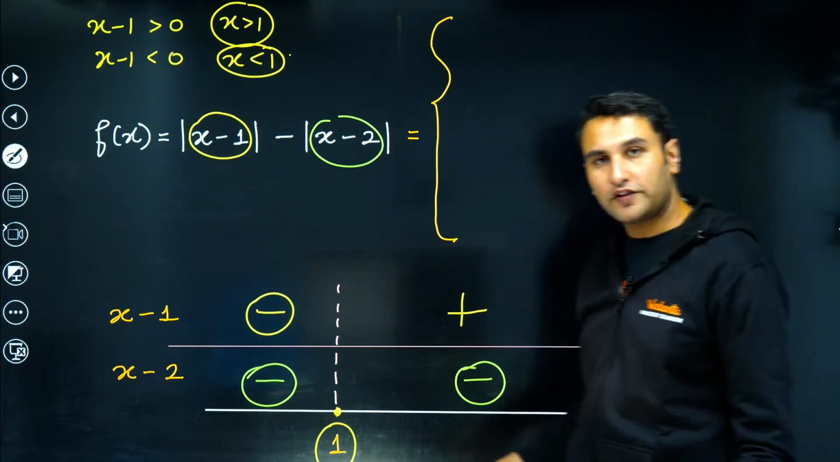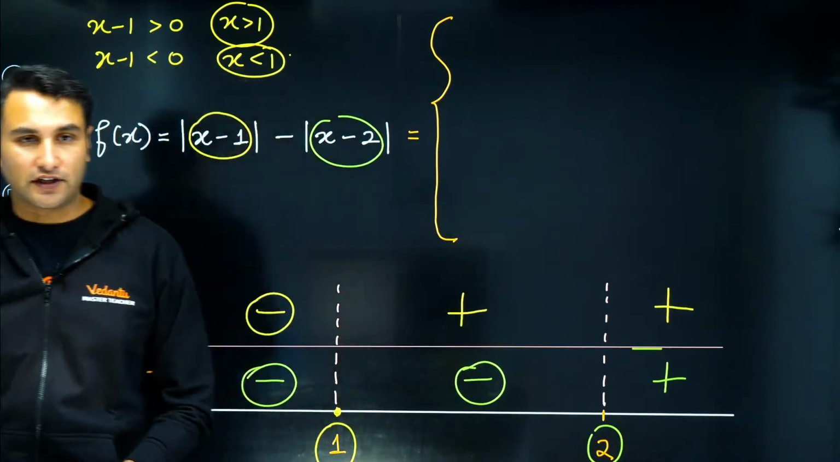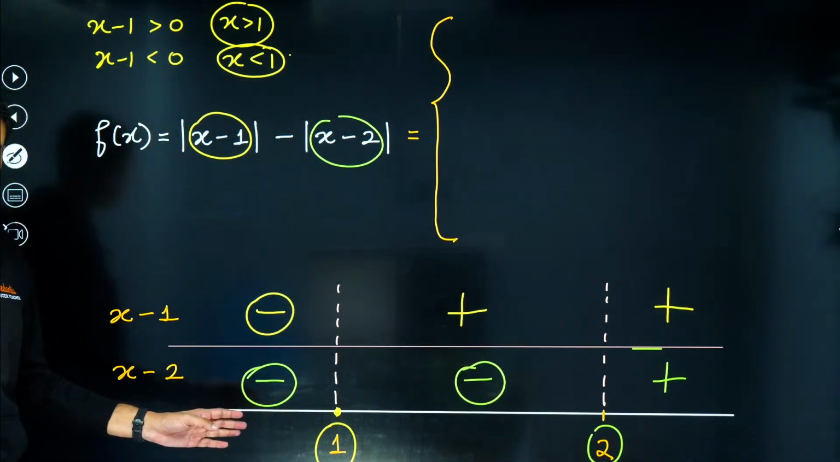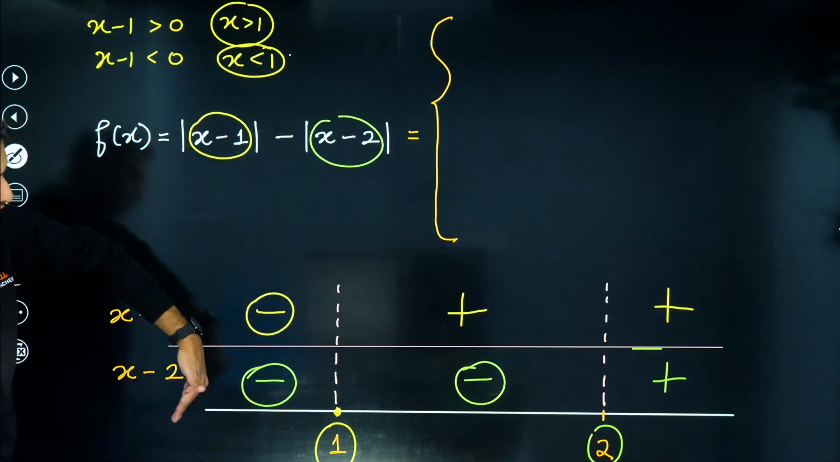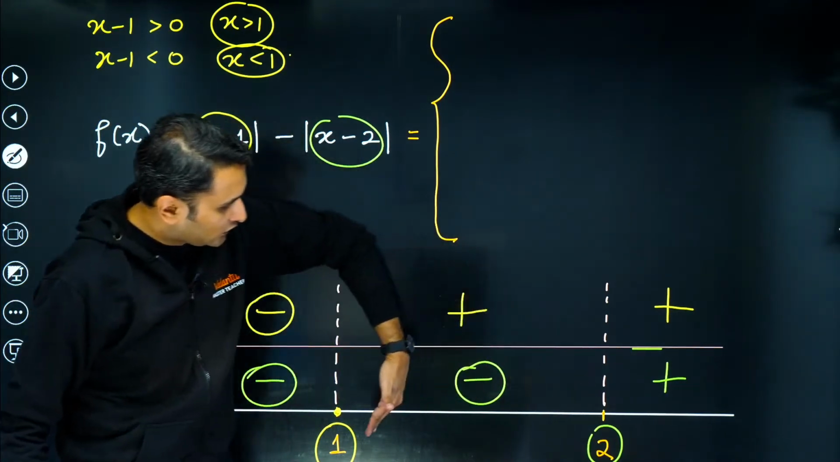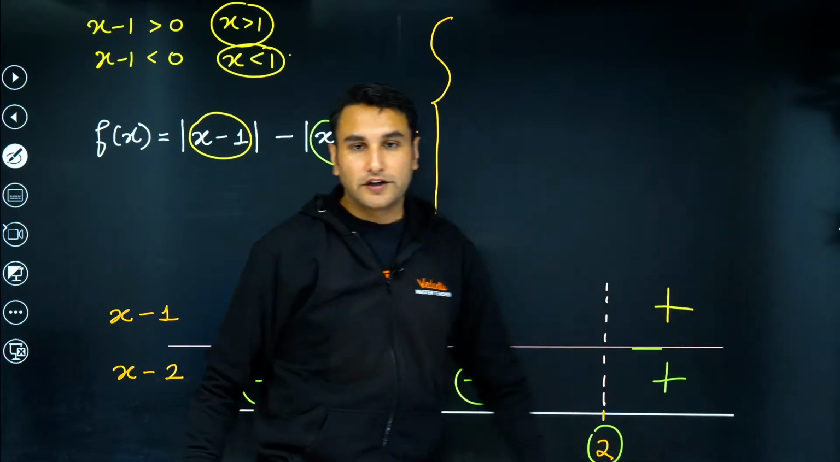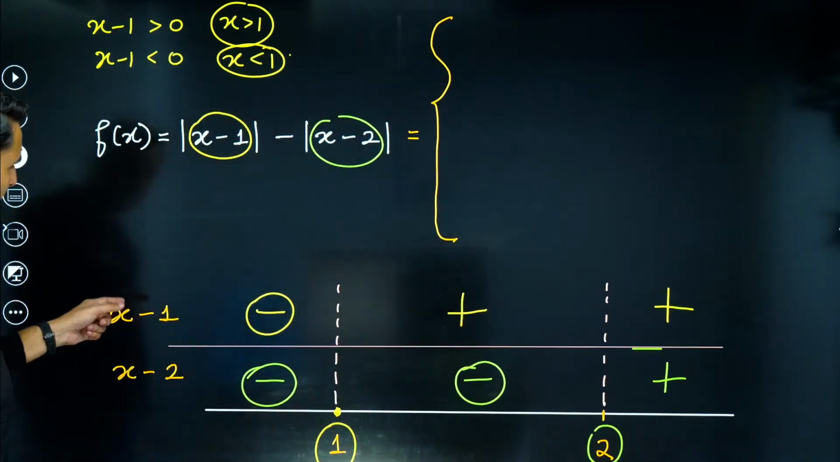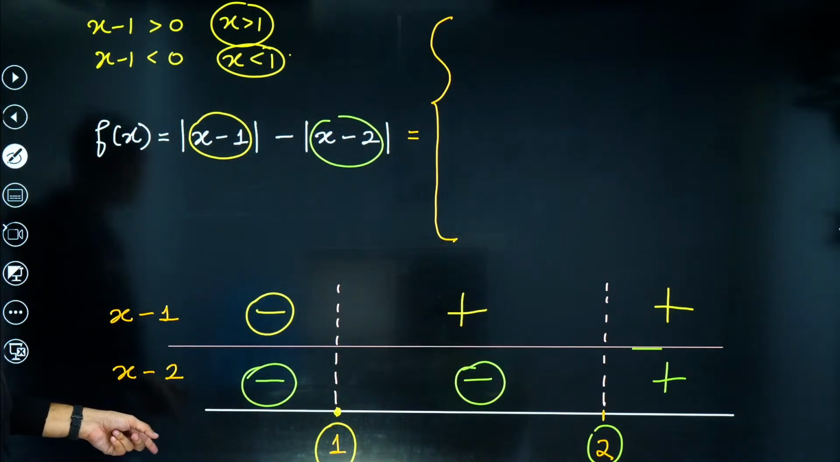Agree? Do you see you have created the sectors? You have created different sections. So what are the 3 different sections? Less than 1, between 1 and 2, after 2. Do you see how x minus 1 and x minus 2 is changing its sign?